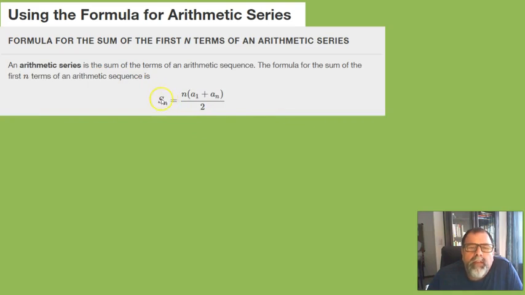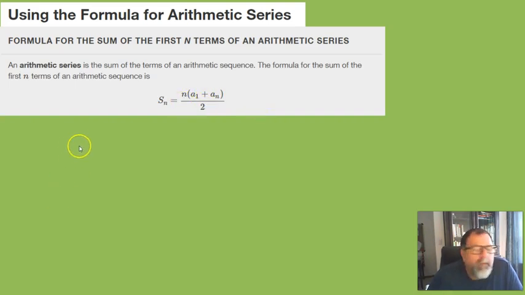So this notation S sub n, that's basically the sum of the first n terms of the sequence, right? So that's series. So S sub n is the sum of the first n terms of the sequence. So the shortcut is given by you take the first term and the last term and add those together, multiply it by n, and divide it by 2.